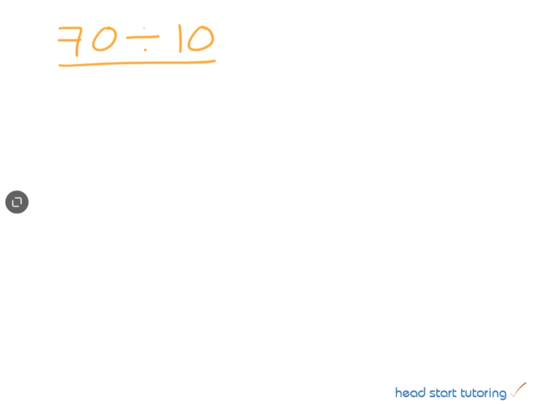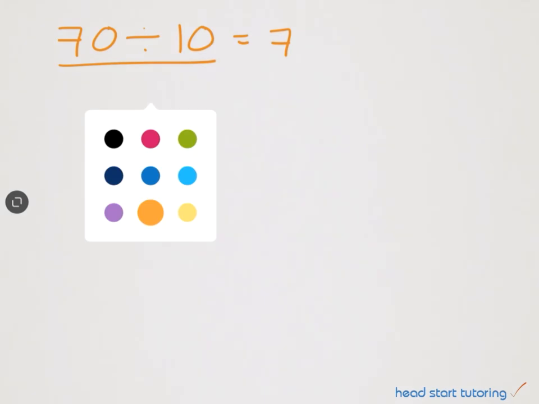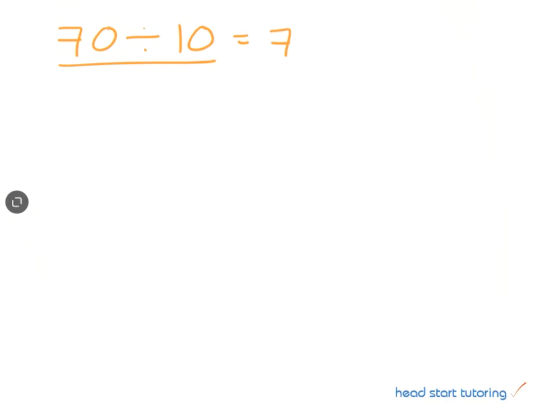70 divided by 10 we know is equal to 7, because 70 divided by 10 is in both our 7 times table and our 10 times table. We know that 7 times 10 will give us an answer of 70. So let's just explore this a little bit further.